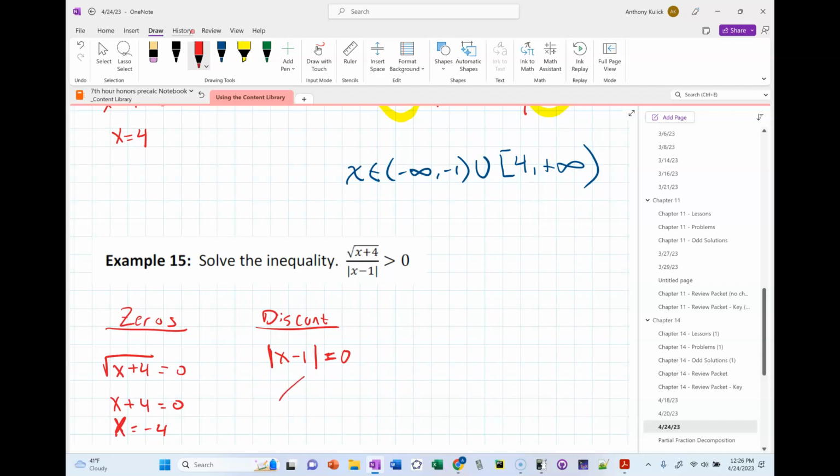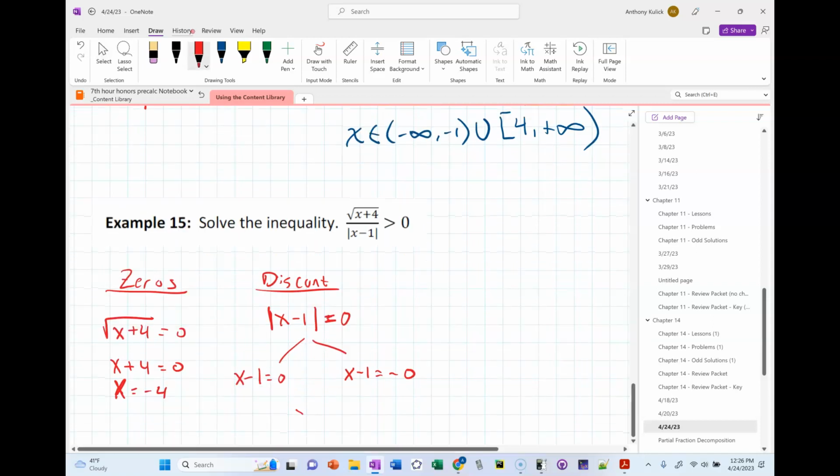Yeah, so I rewrite this as two equations. One equation is just I drop the absolute value, everything else stays the same. And the other equation is the left-hand side stays the same, but I negate the right-hand side. Now the negative of 0 is still just 0, so I just have one solution here, just x equals 1.